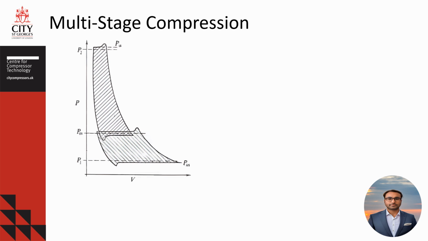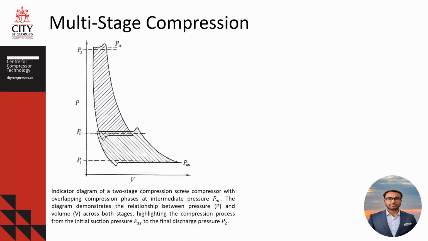If you look at this indicator diagram of a two-stage compressor, the pressure rises from P1 to final P2 with an intermediate pressure Pm. This diagram illustrates the compression process in two stages. Starting from the initial pressure P1 at volume V, the gas is compressed in the first stage to the intermediate pressure Pm. After passing through an intercooler, the gas temperature is reduced before entering the second stage, where it is further compressed to the final pressure P2.